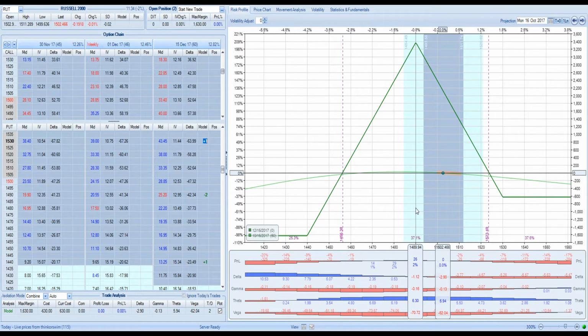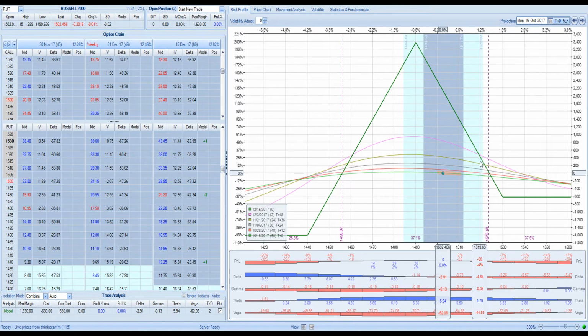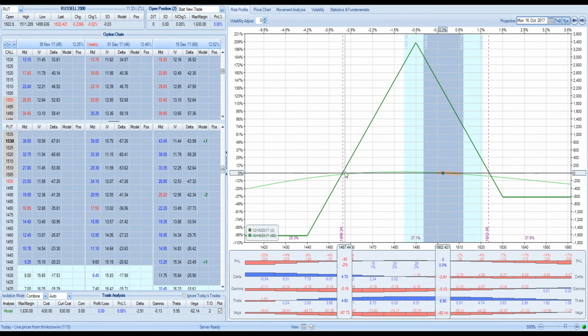As we can see, this is a non-directional income trade where this trade benefits from the passing of time. This is a pure theta play. So as we can see, this is our T+0 line over time, and as RUT trades anywhere between 1450 and about 1525 over the next month or month and a half, we're going to make money. Now this trade starts to get in trouble if we do see a big move in either direction, and we're going to talk about what the risk management plan is in case RUT does move outside of the profit tent.